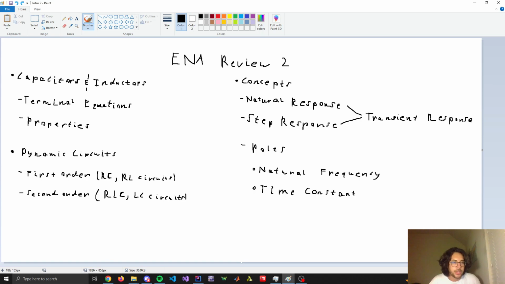So in this one, I'm going to go ahead and talk about capacitors and inductors and their terminal equations and some properties of them. And then I'm going to move on to dynamic circuits. In other words, we have first order circuits, which are RC and RL circuits, and second order circuits, which are the RLC and LC circuits.